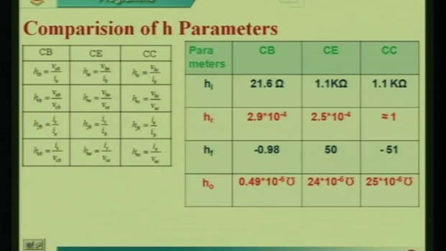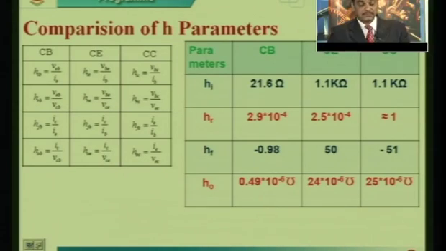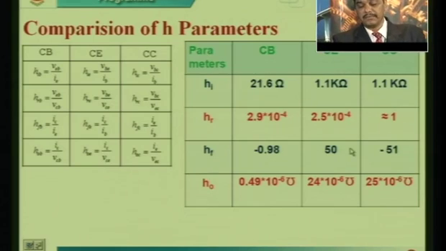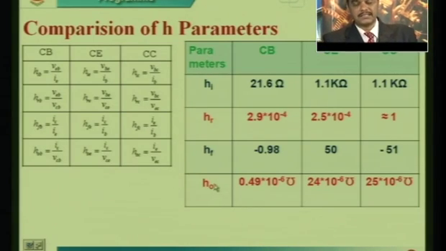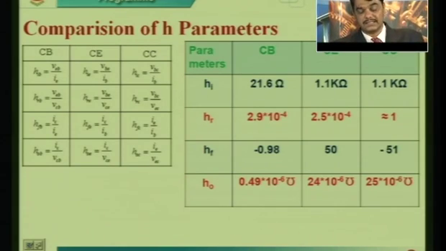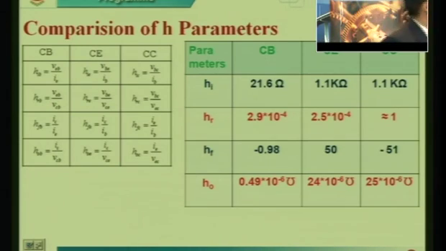it is an emitter follower, and HR is approximately equal to 1. HF is minus 0.98 for CB, HFE is 50 for the CE configuration, and for CC it is minus 51. HO is 0.49 into 10 to the power of minus 6 mhos. HO is a conductance, and its reciprocal is a resistance. For the common emitter configuration it is 24 into 10 to the power of minus 6 mhos, and 25 into 10 to the power of minus 6 mhos for the common collector configuration.